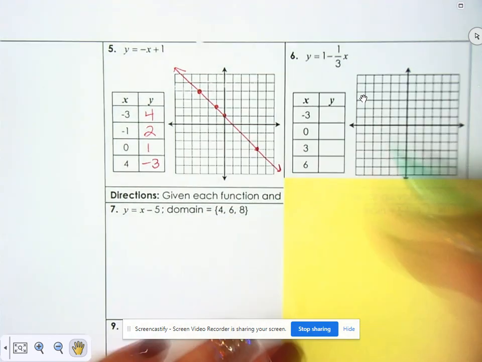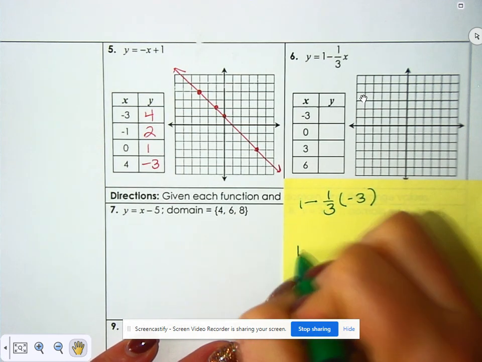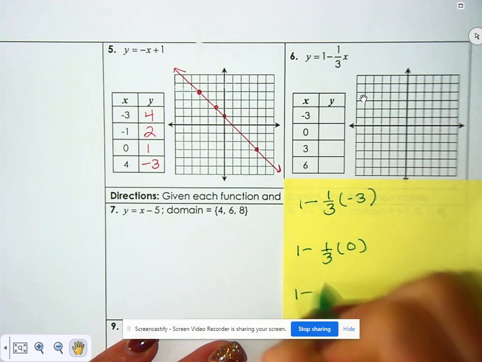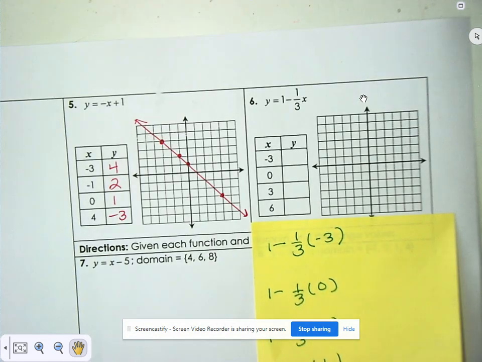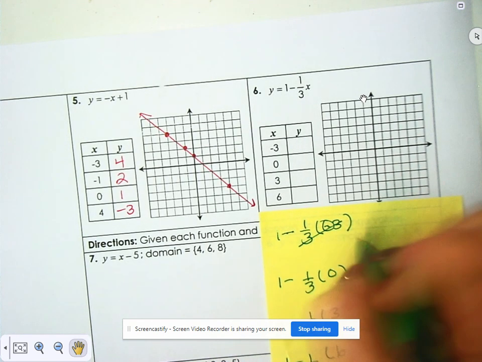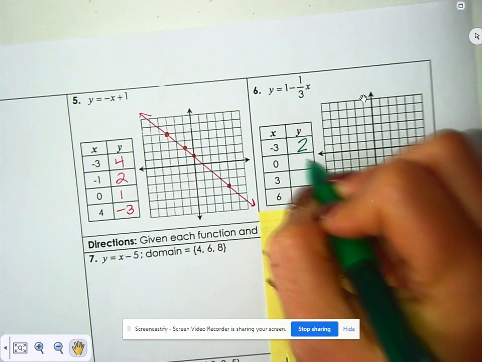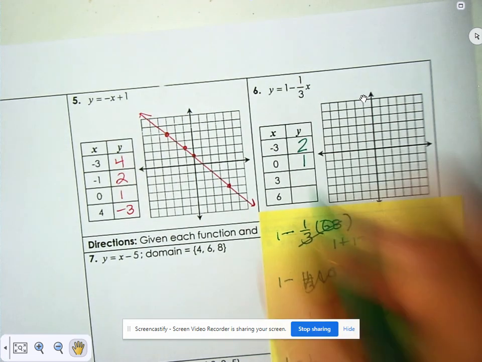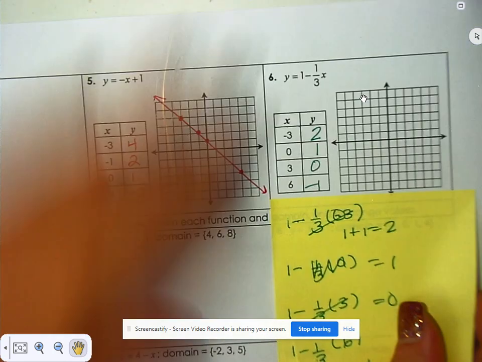All right, last one. So it's going to be 1 minus 1/3 times negative 3. All right, again, my 3's cancel here, but that negative's got to go to there, so that makes that 1 plus 1, which is 2. This becomes 0, which makes this 1. 1 minus 1 is 0. 6 divided by 3 is 2, so that makes that negative 1.